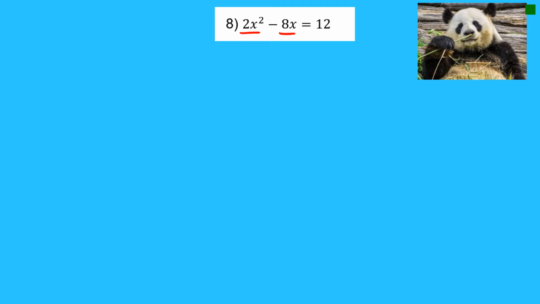All right, I got an x squared. I got an x. I got a 12 on the wrong side, so I'm going to bring it over by subtracting 12. I have 2x squared minus 8x minus 12 equals 0. All right, I'm really tempted to tell you a secret right now, but I'm not going to tell you yet.